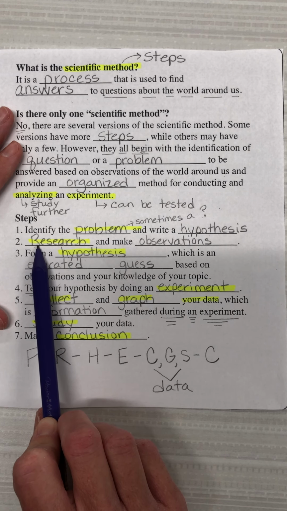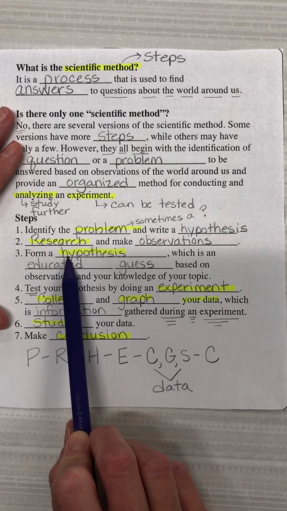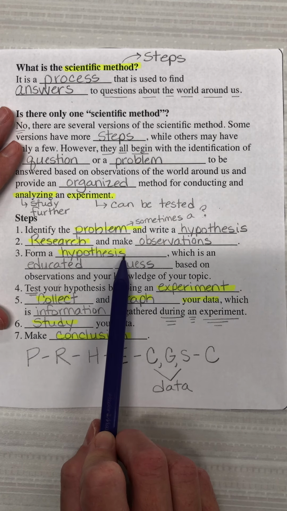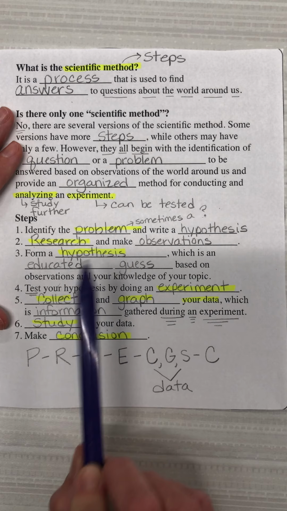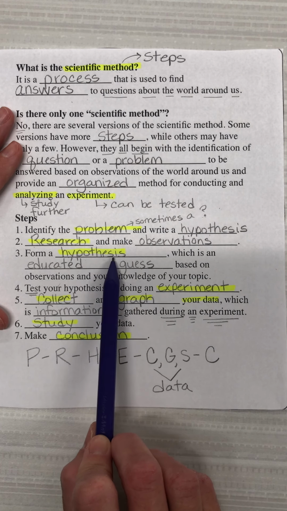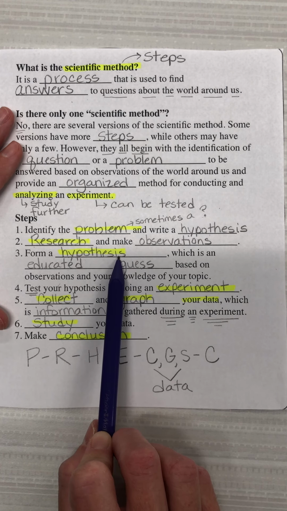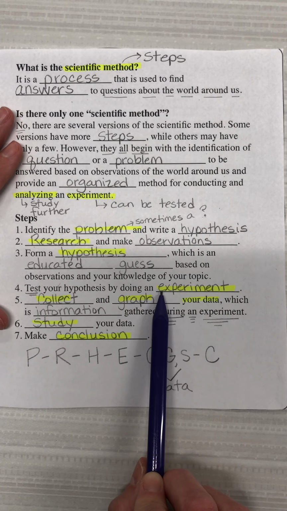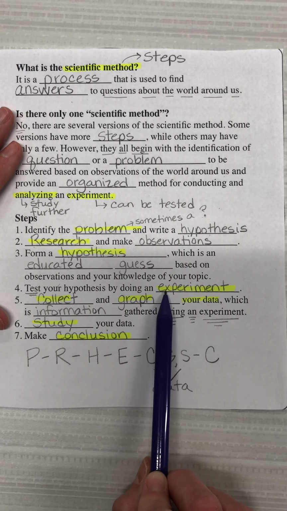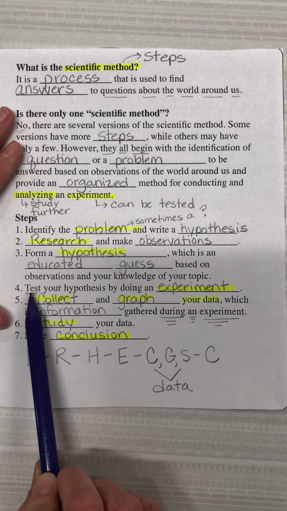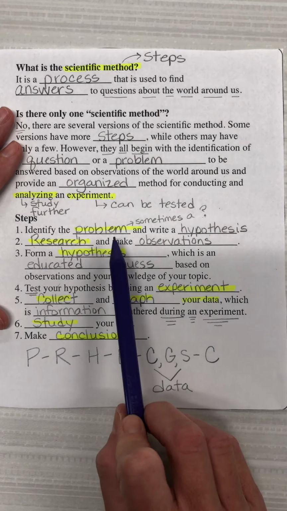Then you're ready to form a hypothesis statement, and that means a statement that says to yourself what you think the result's going to be. After you form your hypothesis statement, then you're ready to do your experiment, and that means you actually get to test what it is that your problem is.